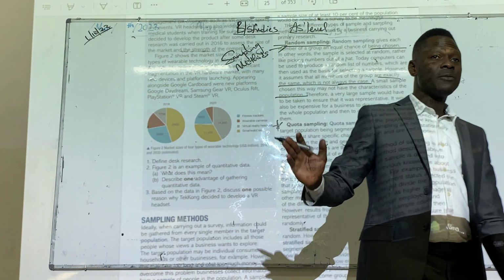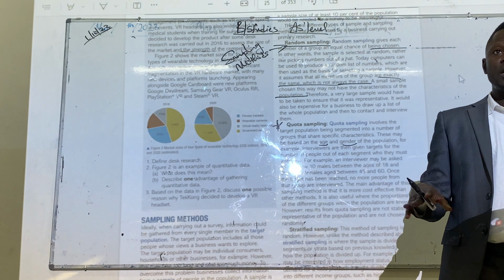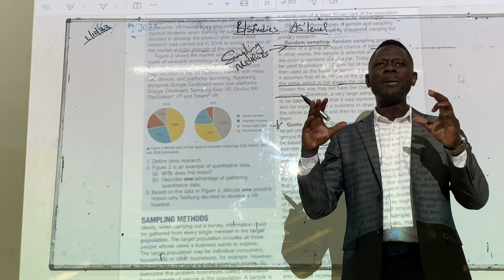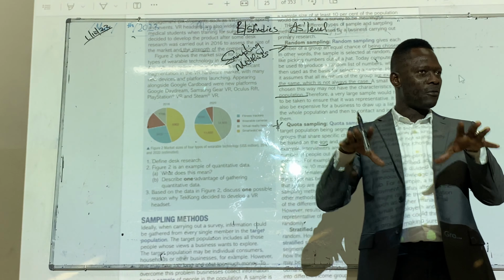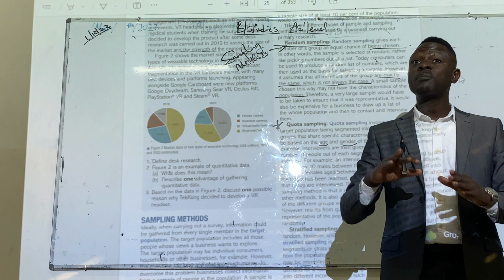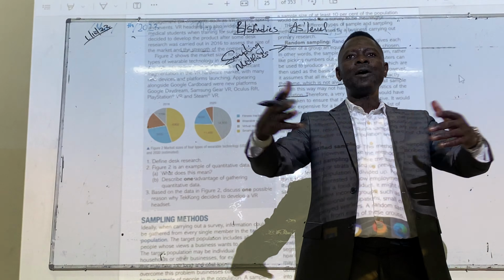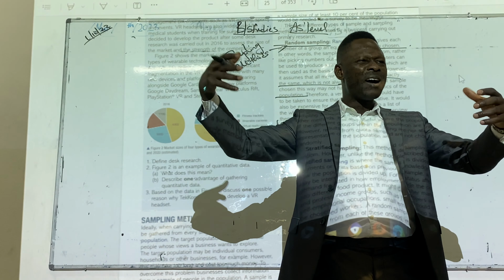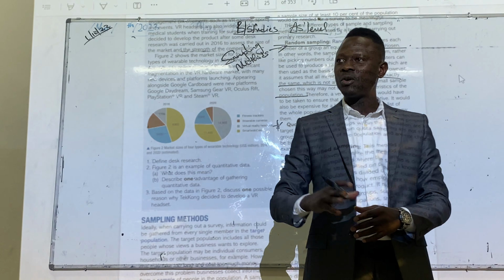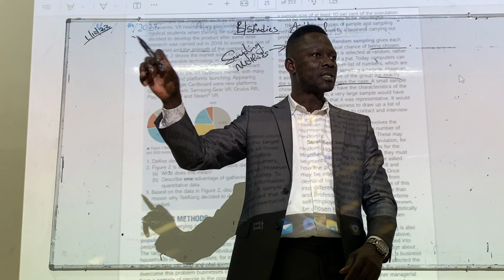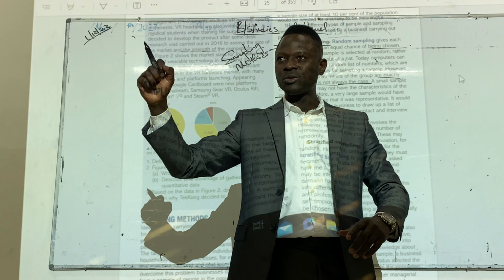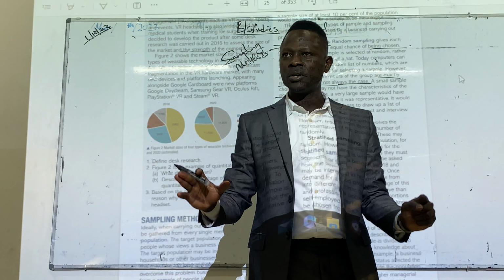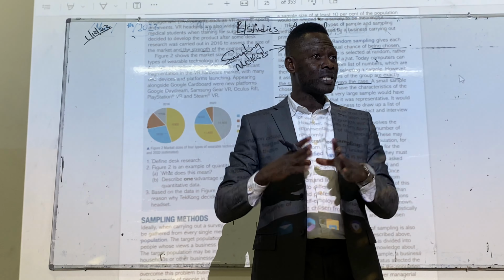Now, for quota sampling, here you're going to choose based on the characteristics of the population. So definitely here we could have 10 students. One way or the other, two of you would have almost the same characteristics. So because two of you have almost the same characteristics, we choose one out of you, one out of you, one out of you. So that's about quota sampling.